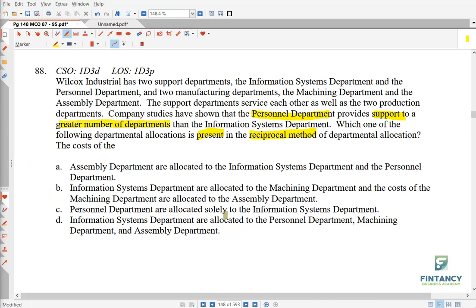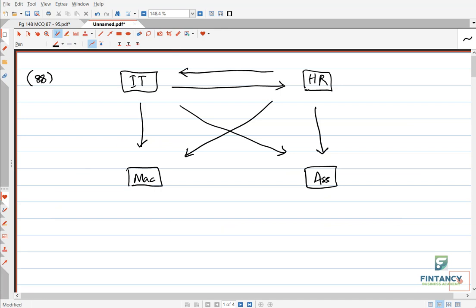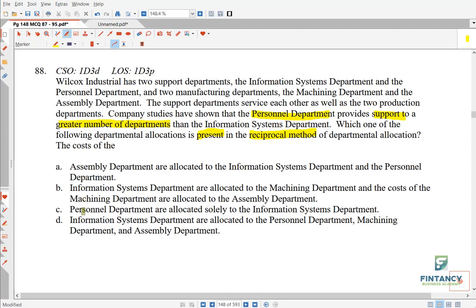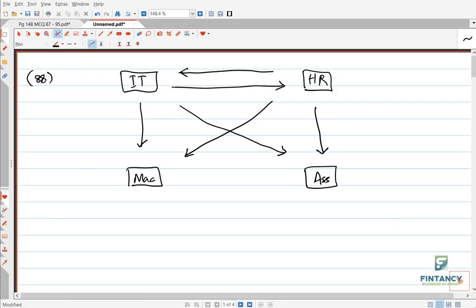Personnel department allocated solely means only to the IT department. Really? Only HR is going to IT? No, right? HR is giving to machine and assembly also. This is not the answer. So what is the answer? IT allocated to personnel, machine and assembly. Yes, IT is giving to machine, assembly and personnel.